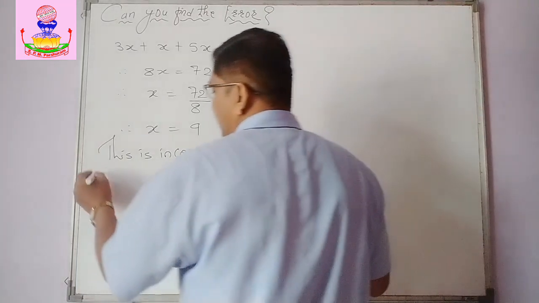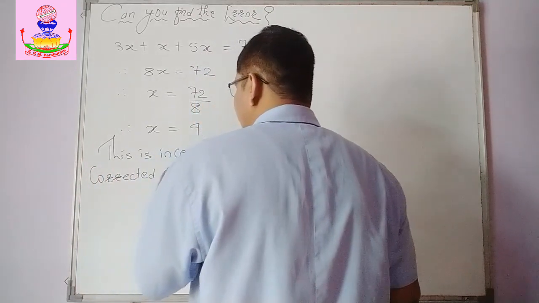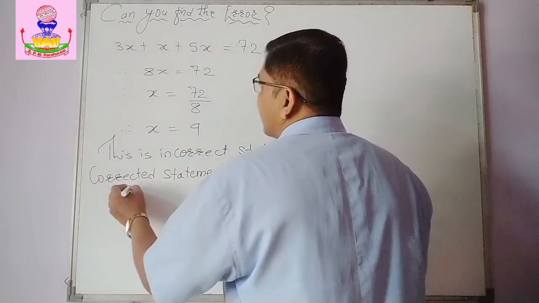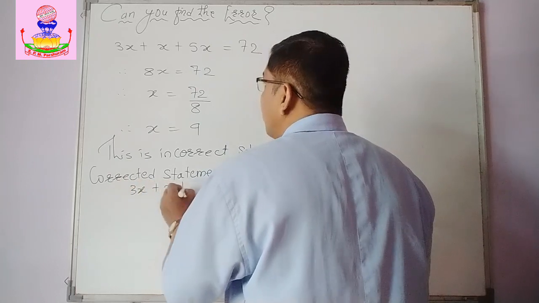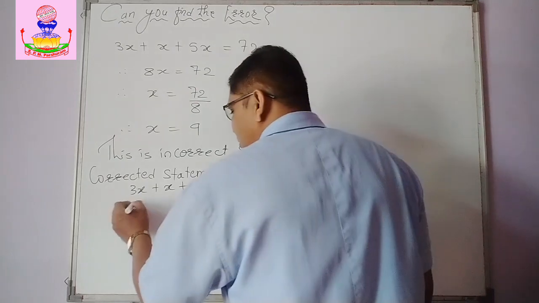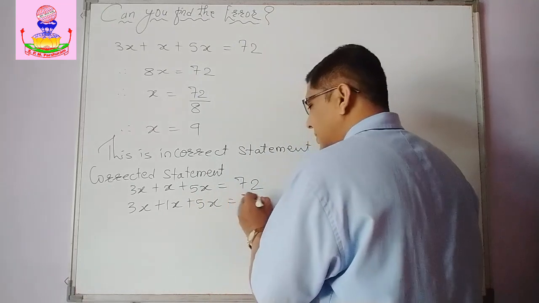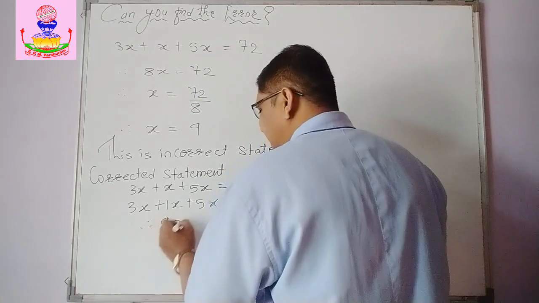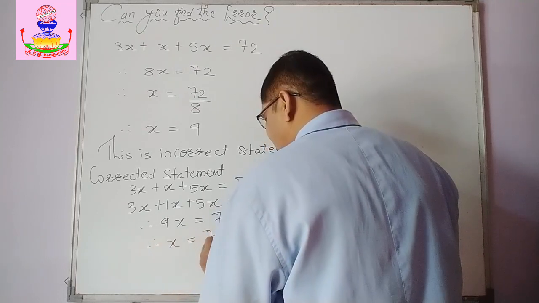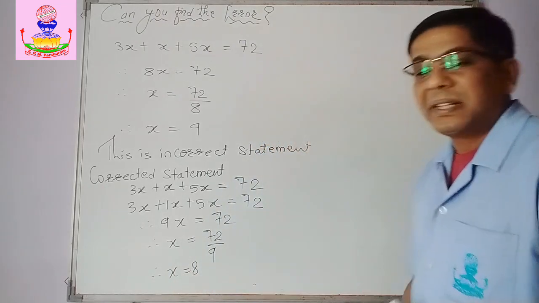So the corrected statement. What should be the corrected statement? I'll write it again. 3x plus x plus 5x is equal to 72. So how am I going to correct it? 3x plus 1x plus 5x is equal to 72. So therefore 9x is equal to 72. So x is equal to 72 upon 9. So x is equal to 8. This is the corrected statement.